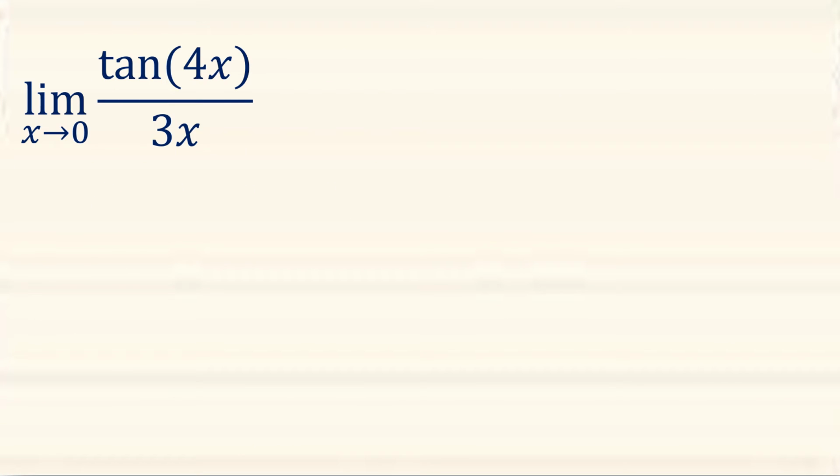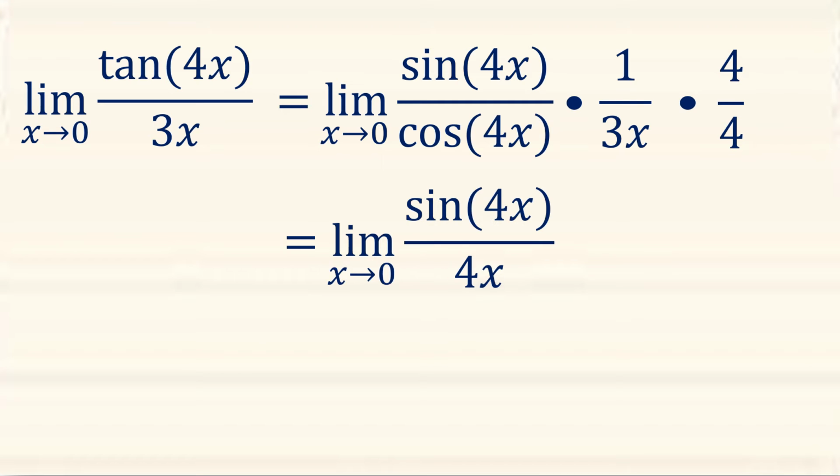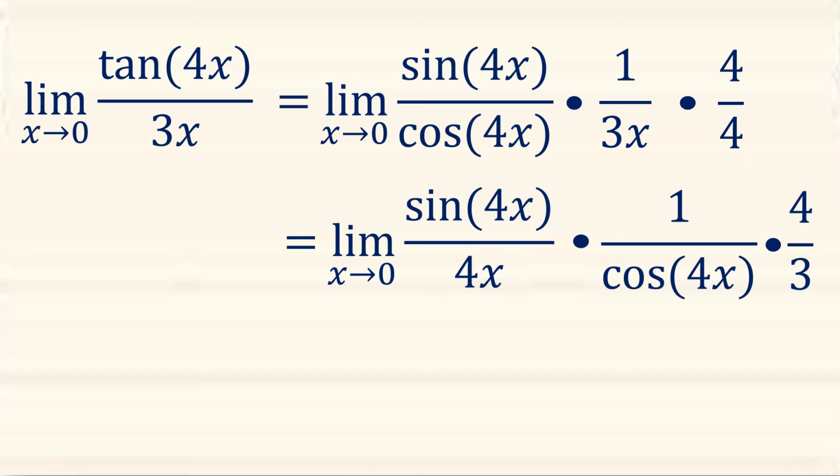So let us have another one. Limit tan 4x over 3x as x approaches 0 is equal to limit sine 4x over cosine 4x as x approaches 0. Since we all know that tangent is equal to sine over cosine, times 1 over 3x, times 4 over 4. So we have limit sine 4x over 4x as x approaches 0. This will become 1 later on. And we have 1 over cosine 4x times 4 over 3, the remaining factor.